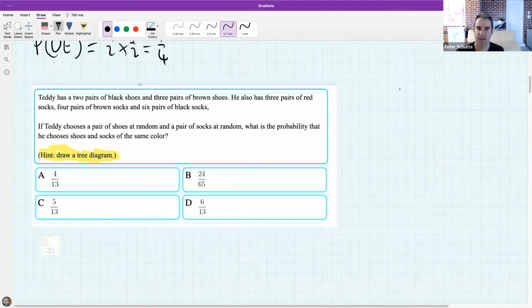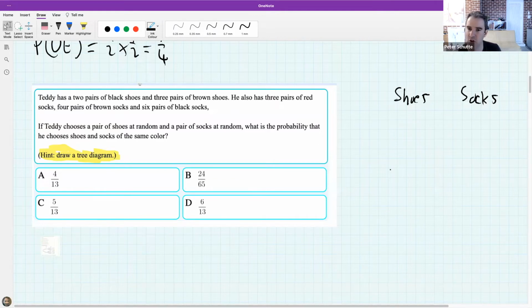So I want you to draw a tree diagram where you choose shoes and then socks. You don't have to do it in that order, you could do socks and then shoes, but the question seemed to go in that order. First draw your tree diagram, no numbers yet. Once you've done that, say tree diagram in the chat. I just want the lines, the number of lines that you need.